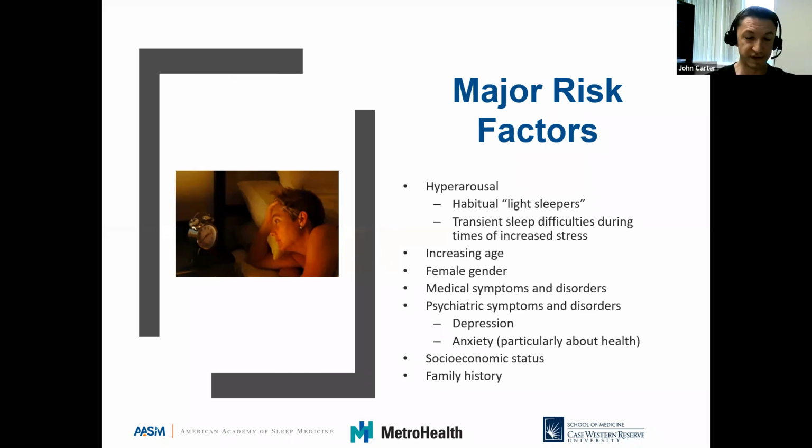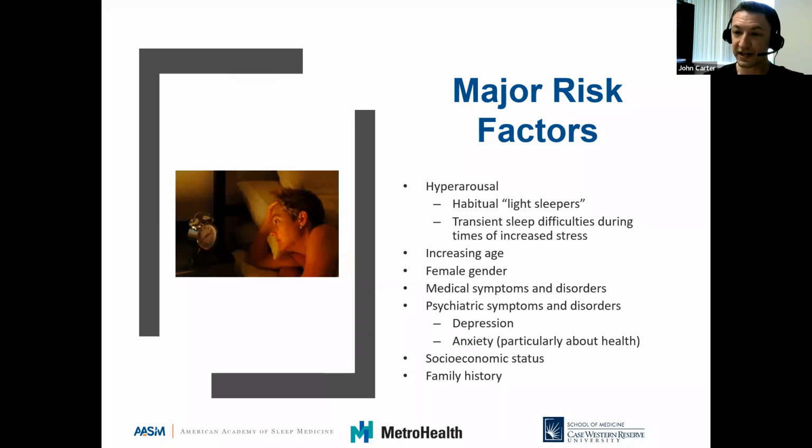Insomnia is overrepresented in people who have other medical problems, particularly certain medical problems, which we'll talk about. Insomnia is dramatically overrepresented in people who have certain psychiatric diagnoses. Particularly depression and anxiety.